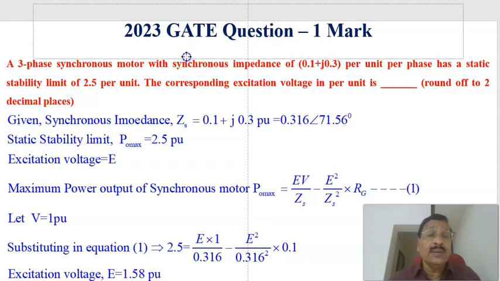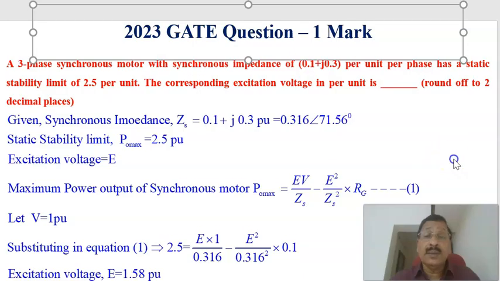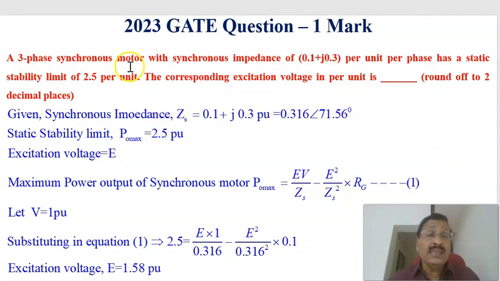GATE question that carries 1 mark. A three-phase synchronous motor with synchronous impedance ZS equal to 0.1 plus j0.3 per unit per phase has a static stability limit of 2.5 per unit. The corresponding excitation voltage in per unit is this, rounded off to 2 decimal places. Therefore, this is the question.